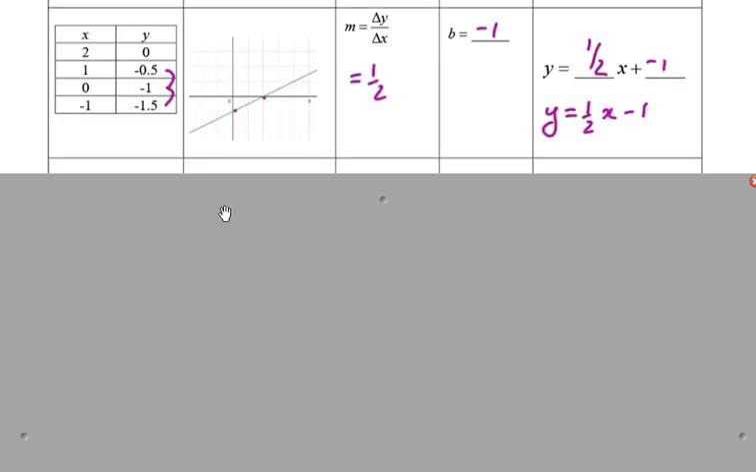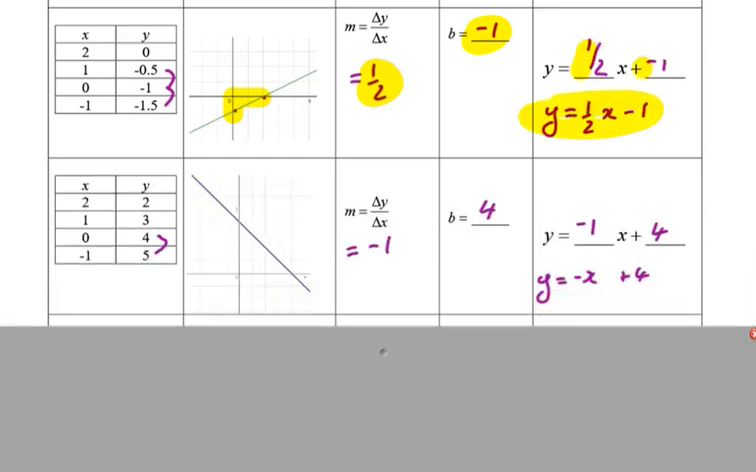So here's our second example. First of all, I noted our y-intercept was -1, and our slope was equal to 1/2. So it was 1 up and 2 across, wasn't it? You can see it from the table. As we go from -1 to 0, we're increasing by 1/2 each time. So there's our equation: y is equal to 1/2 x minus 1.